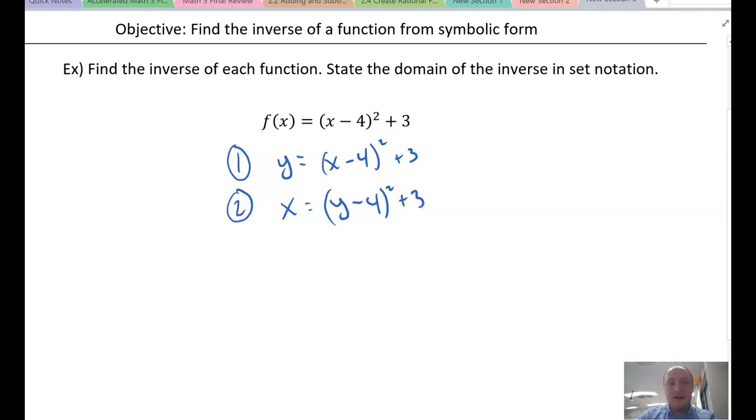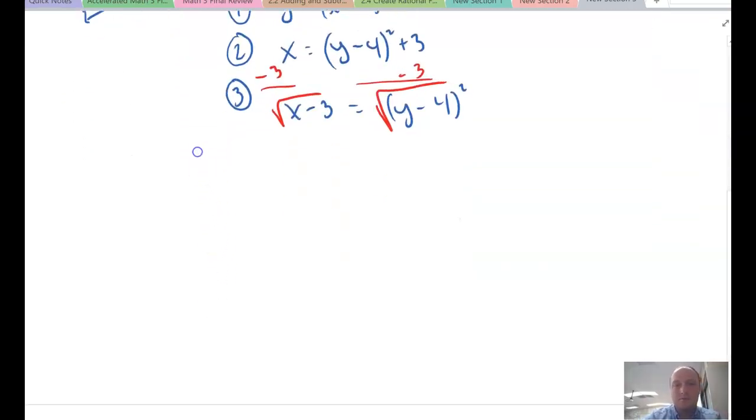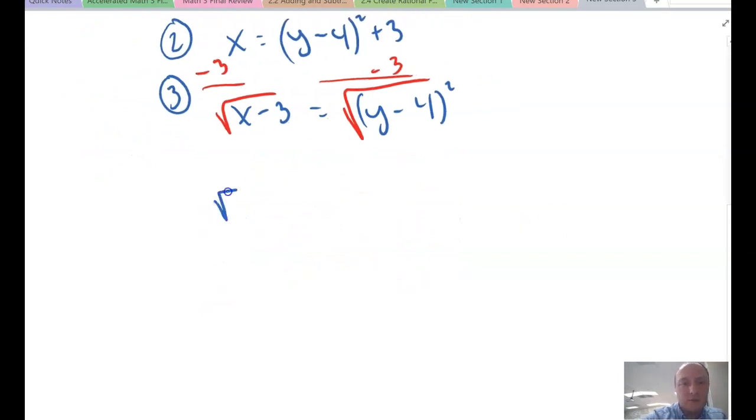All right, now I'm going to go ahead and solve. That's step 3. Again, if you forgot, just use order of operations backwards. I'm going to undo the order of operations. So addition, subtraction, I'm going to subtract 3 on both sides. Okay, and we get x minus 3 is equal to y minus 4 quantity squared. All right, now I'm going to undo the square. So I'm going to take the square root. We get the square root of x minus 3 is equal to y minus 4.